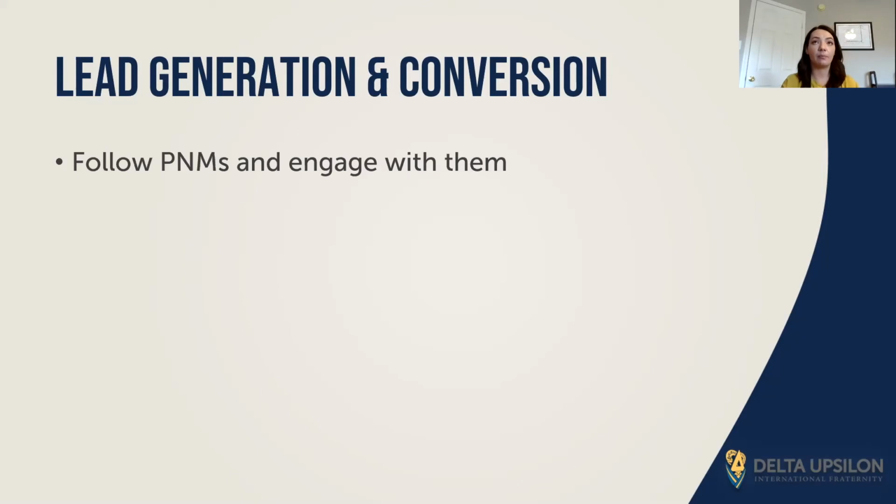And some of this can come directly from the chapter's social media account, or you can break up the PNMs into groups and assign different members. Hey, you get these 10 guys, follow them on social media, engage with them, those sorts of things. This strategy has been really effective for the fraternity at our Purdue expansion this year. A lot of the guys that have joined the Purdue Associate chapter, we got via Instagram. So don't be afraid to follow PNMs and engage with them on this platform.